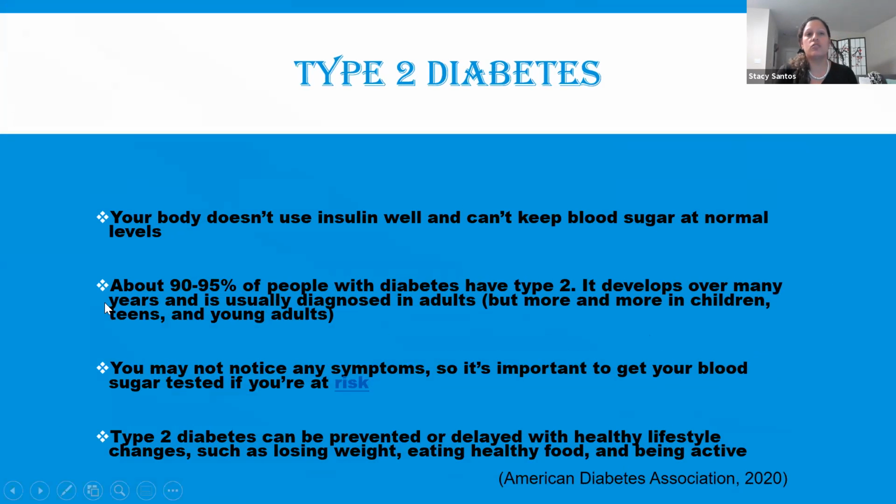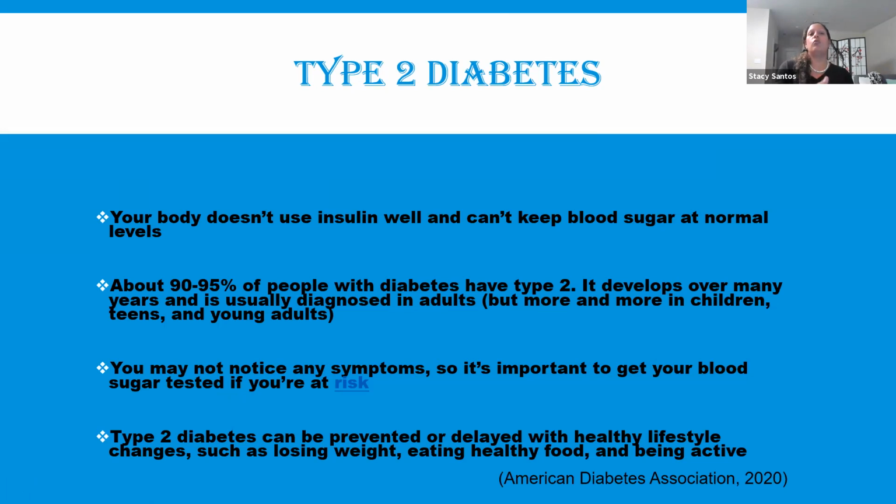Although it used to be called juvenile diabetes, because that's when it would be diagnosed, you will have to be on insulin. So that's a little bit different than type 2 diabetes. In type 2 diabetes, your body doesn't use insulin well and can't keep your blood sugar at normal levels.